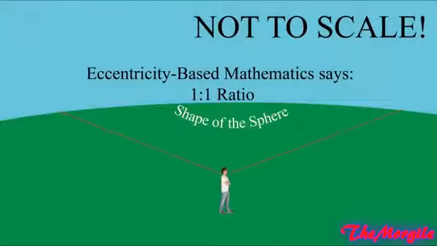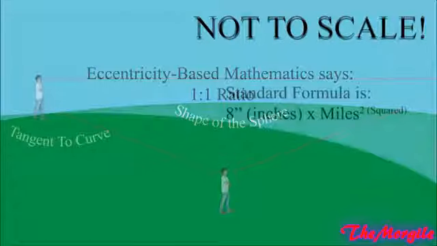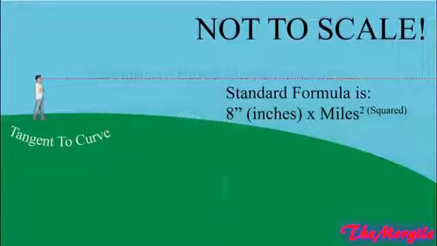Now, as promised, I'm going to take another slightly different look at this world record landscape distance photography photo in a little bit different light, but I also just wanted to mention that I think we should be using eccentricity-based mathematics in this instance because we're dealing with the actual alleged shape of the sphere as opposed to dealing with a single point looking parallel to the sphere, which becomes a tangent to that curve, which is what we use for the 8 inches per mile squared.